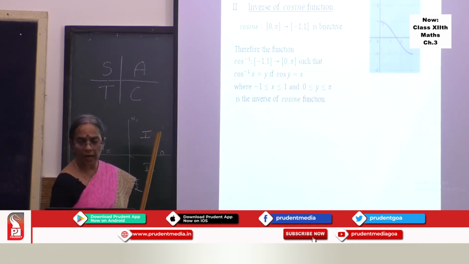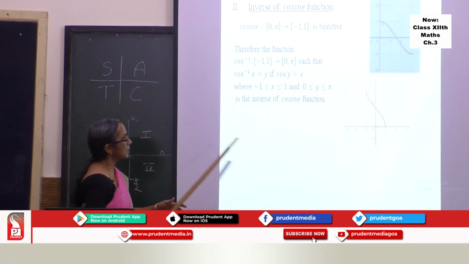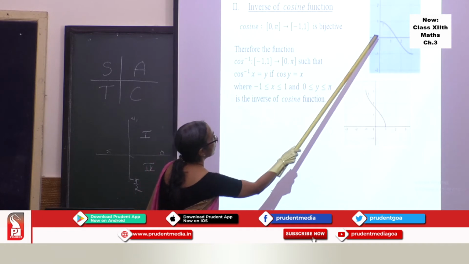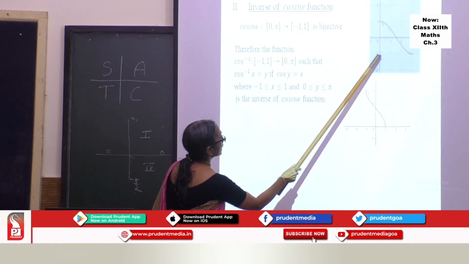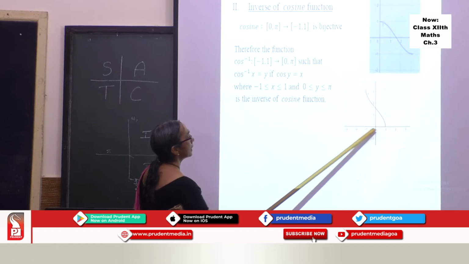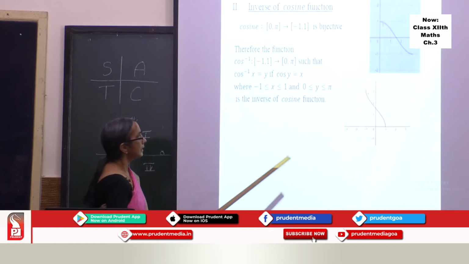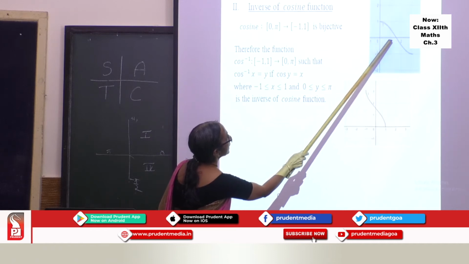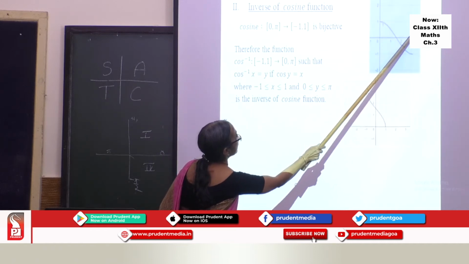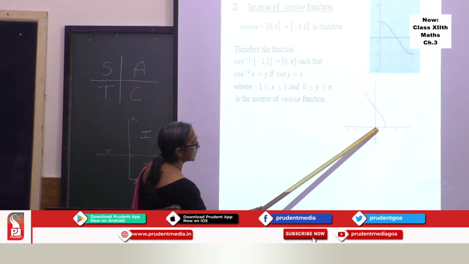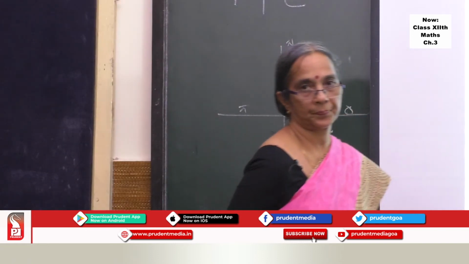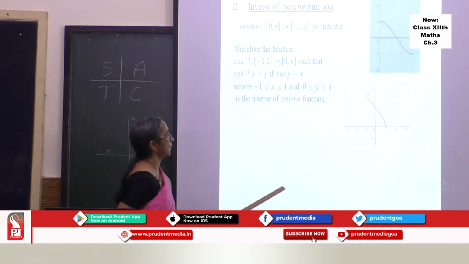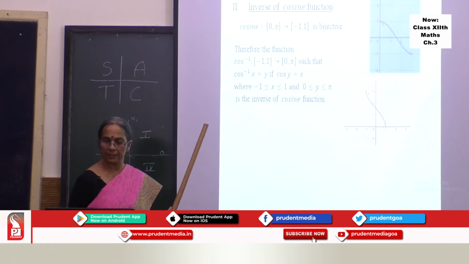Let us see what the graph of the cosine inverse function is. The graph is like this. Here y is varying between minus 1 and 1. Here x is varying between minus 1 and 1. Here x is varying between 0 to pi, here y is varying between 0 to pi. Okay. So, this is the inverse of this function, the reverse relation, the inverse.